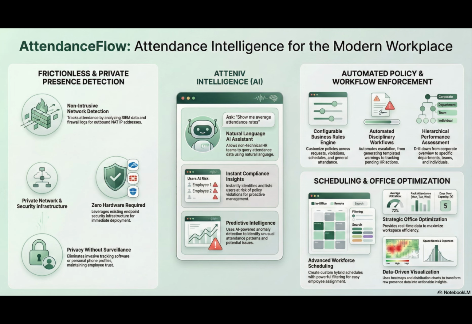All of this is supported through a deeply integrated AI feature called Atteniv Intelligence, which is an AI-powered chat assistant that allows managers and HR teams to use natural language questions, such as, what is the average attendance rate for all offices, to gain instant data-driven insights.